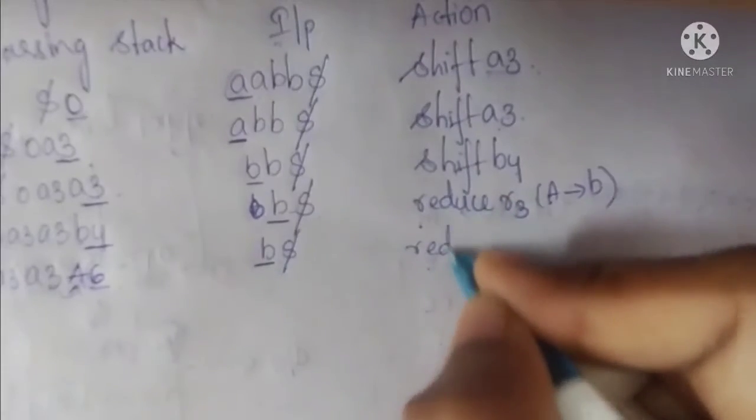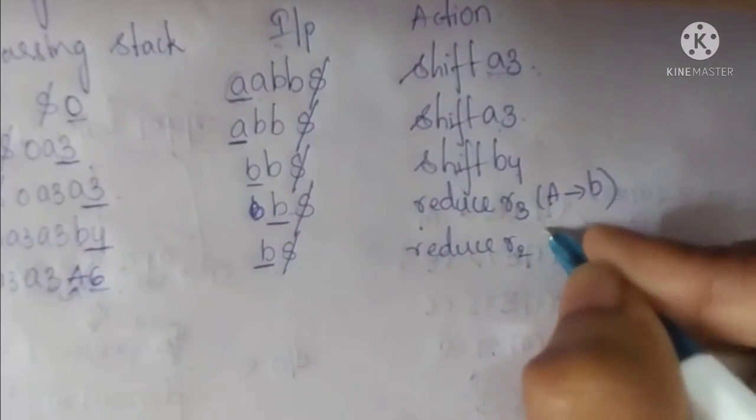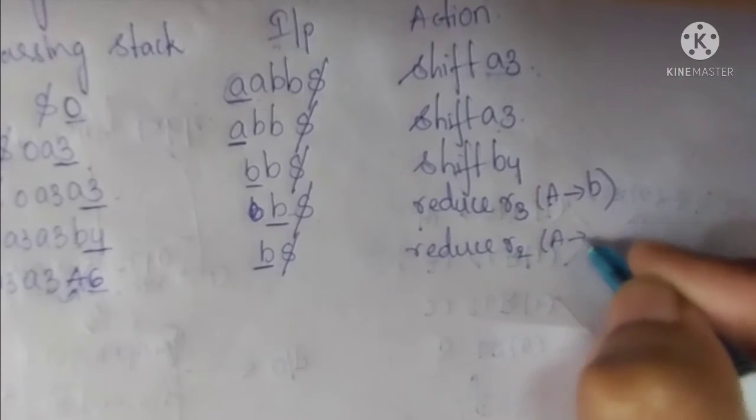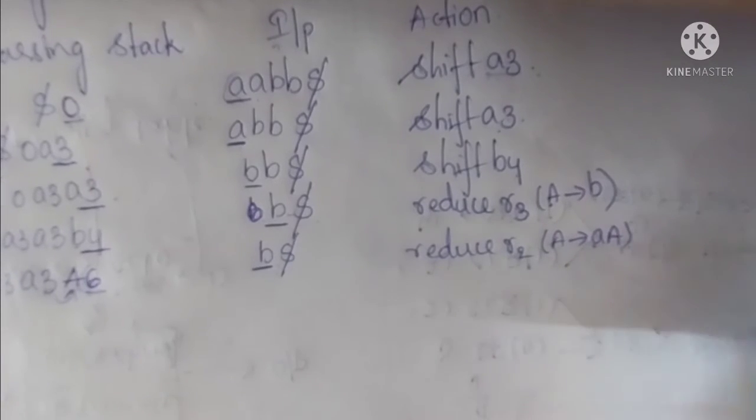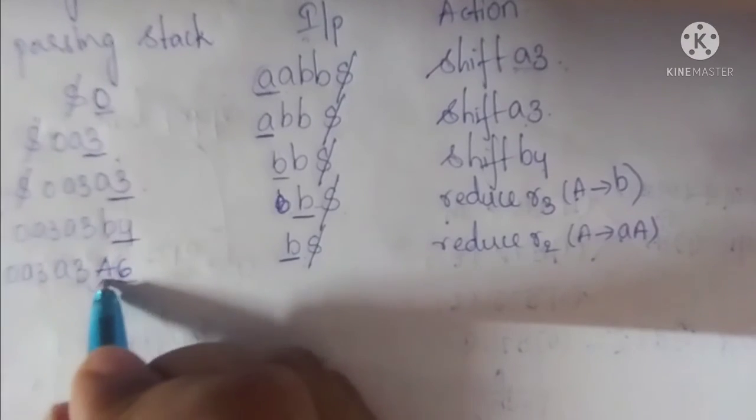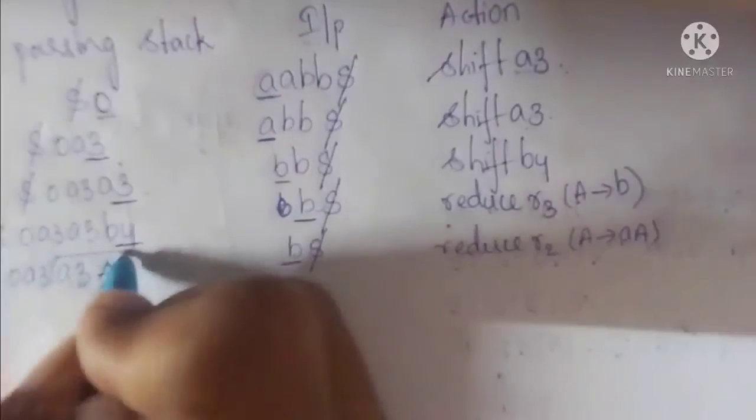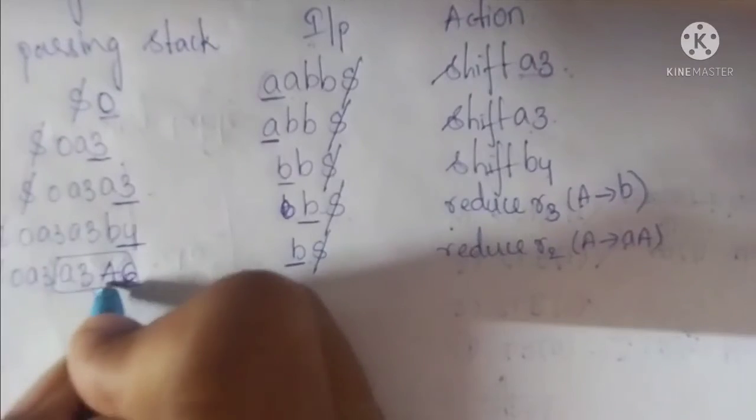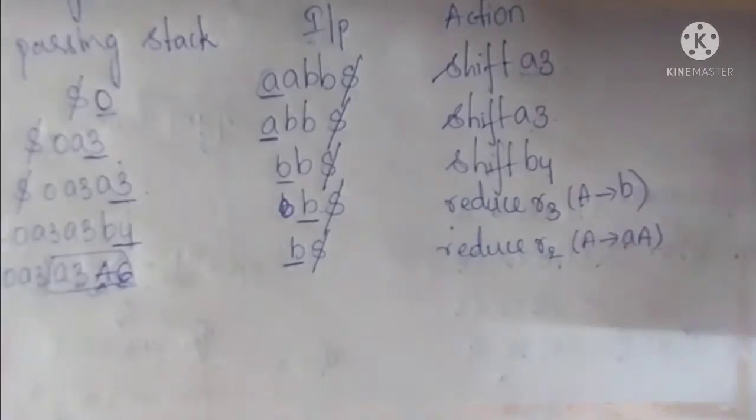Reduce R2. What is the operation of R2? A tends to small a, capital A. So in the place of small a and capital A, you have to substitute the capital A.